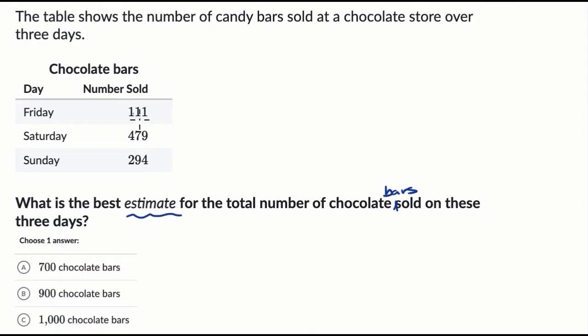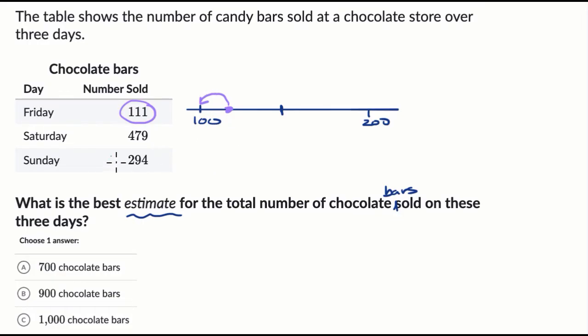So for example, Friday, 111. We could think about the hundreds on either side of that. You have 100 and you have 200, and this would be halfway between. Now where would 111 be? 111 is going to be much closer to 100. It's less than halfway between 100 and 200. So if I had to estimate it to the nearest 100, I would estimate this as being roughly 100.